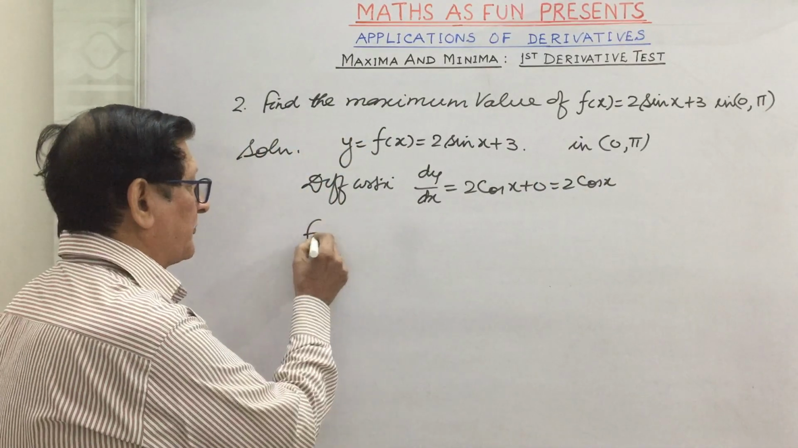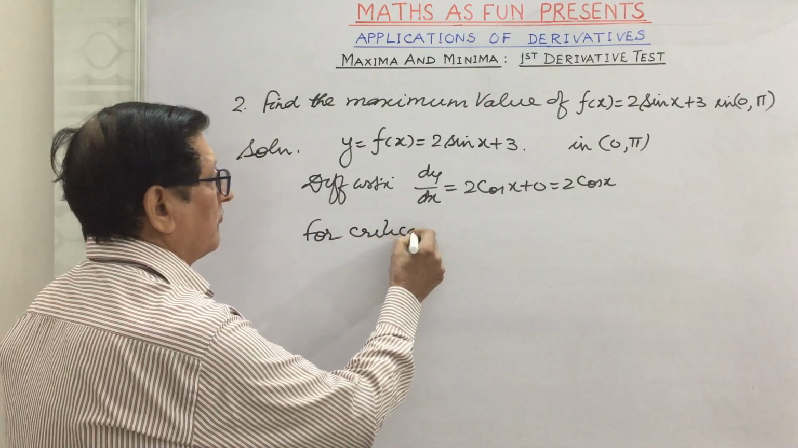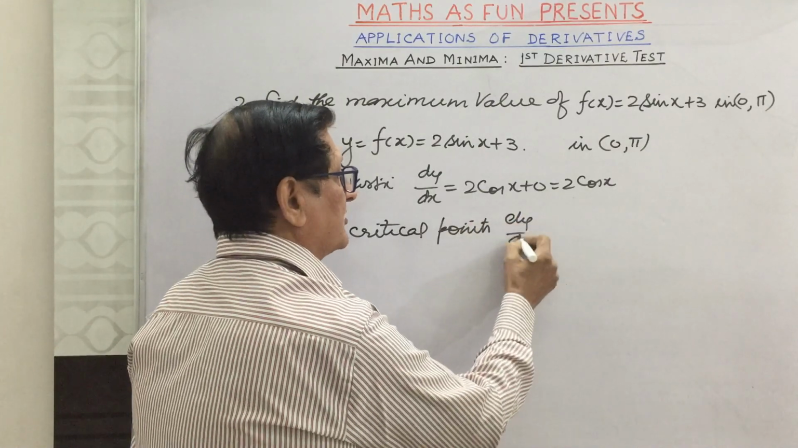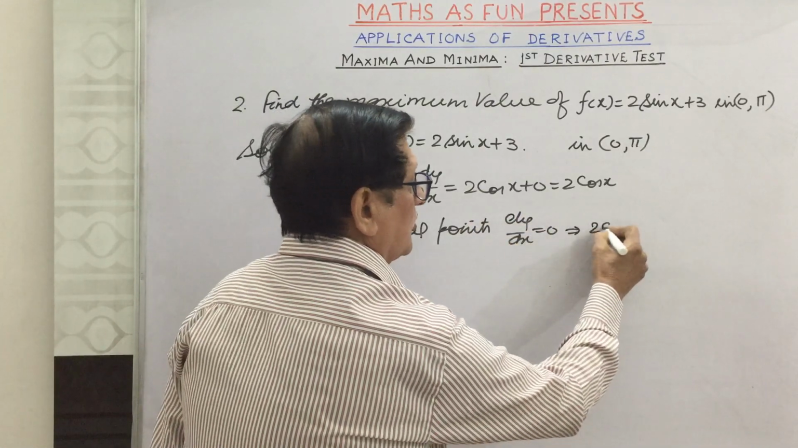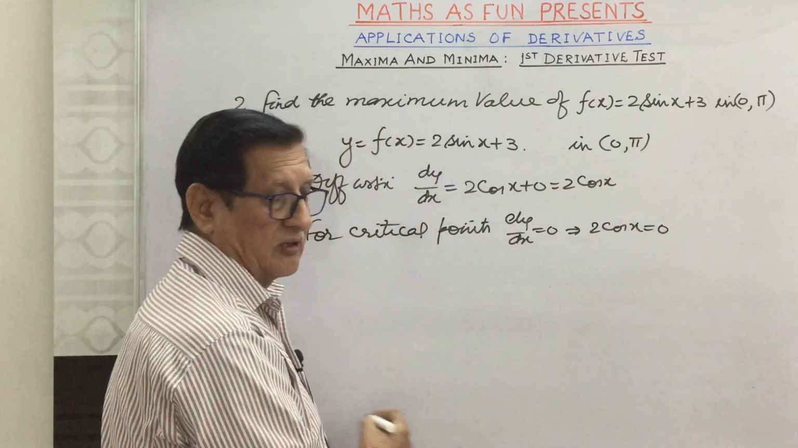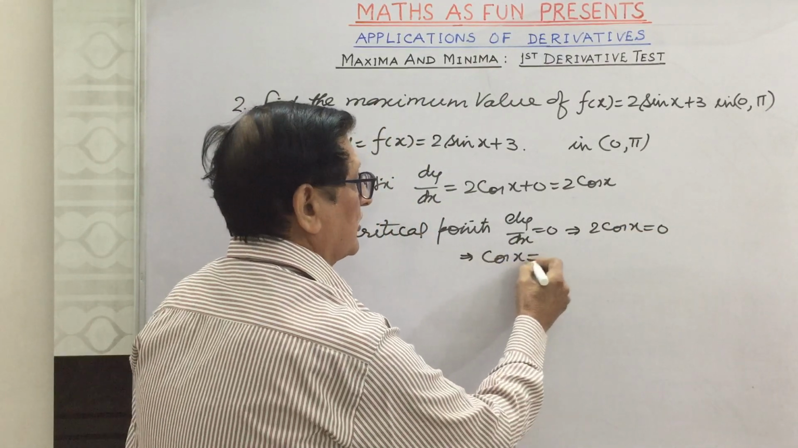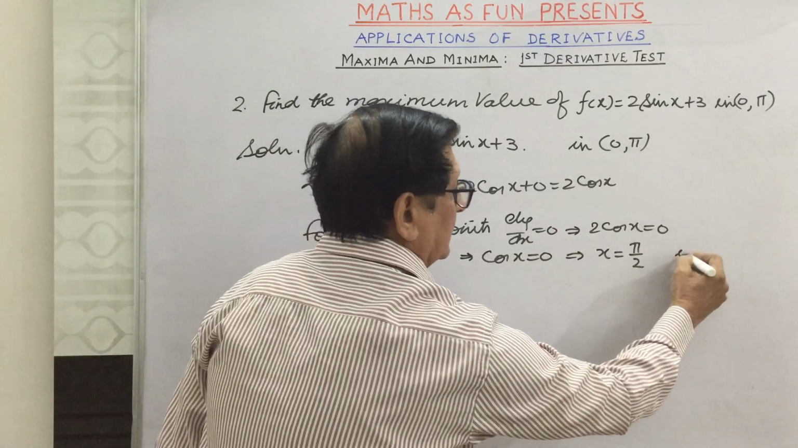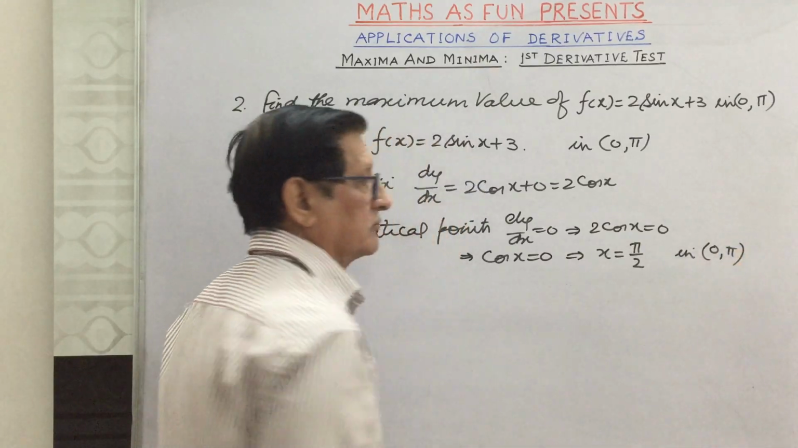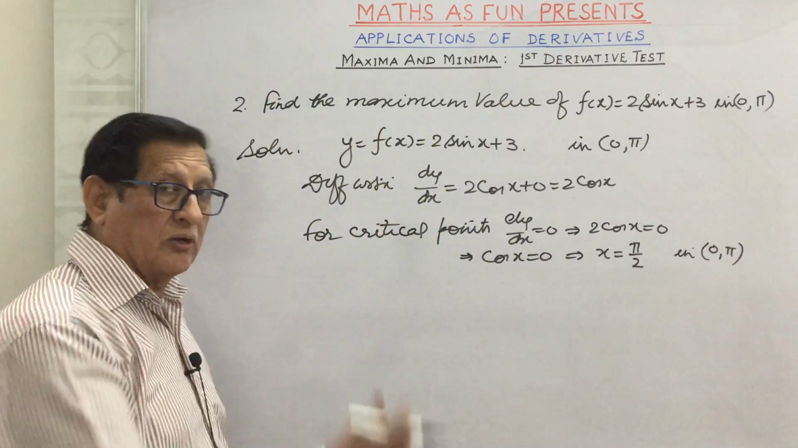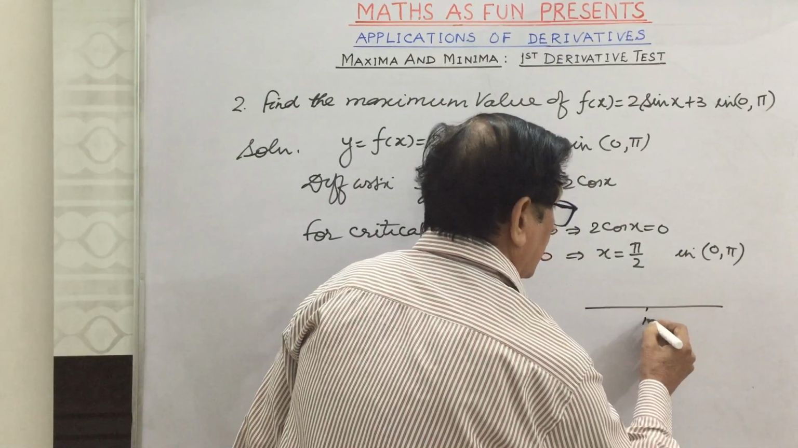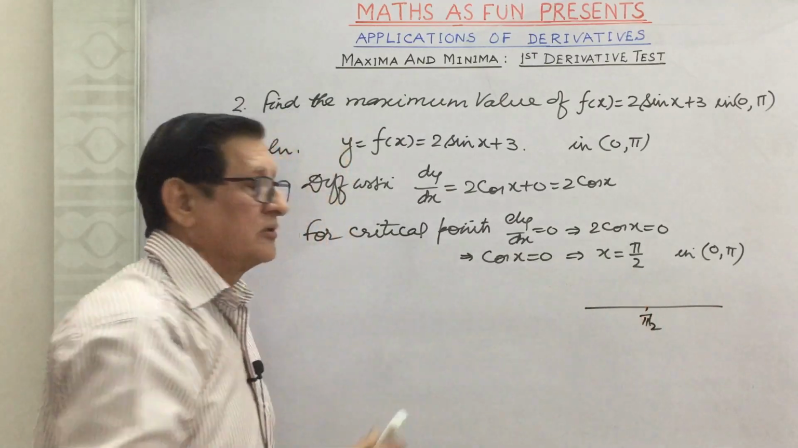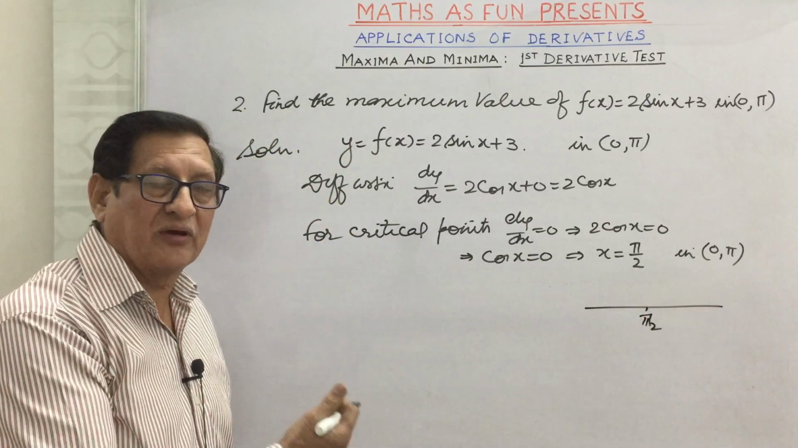Now for critical points, we take dy by dx equal to 0. It means 2 cos x equal to 0, which implies cos x equal to 0. It means we are getting the value of x as pi by 2 in the interval 0 to pi. It's the only one value we are getting. Now we will plot this point on the number line, pi by 2, and see in the left hand neighborhood and in the right hand neighborhood what are the signs of dy by dx.